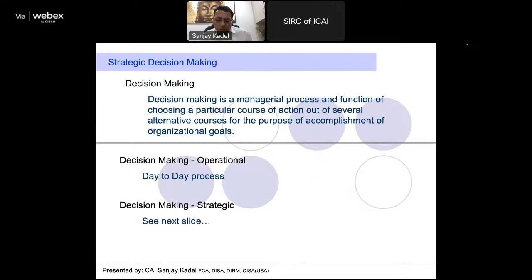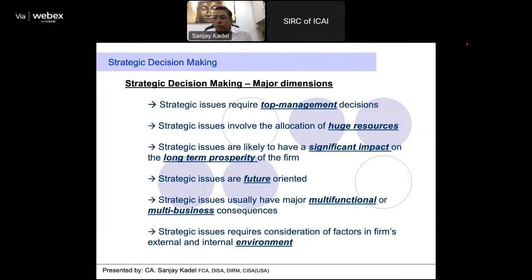So, decision making by itself means choosing a particular course of action out of several alternative available courses of action. Decision making can either be an operational decision making, which is day to day activity, or it can be a strategic decision making where top management is making the decisions. Huge resources are committed to such decisions. There is a significant impact on the long term prosperity of the firm, and these strategic issues are future oriented. It has multifunctional and multi business consequences, and it requires consideration of various external and internal factors in the environment. If such is the nature of decision making, it is a strategic decision making.